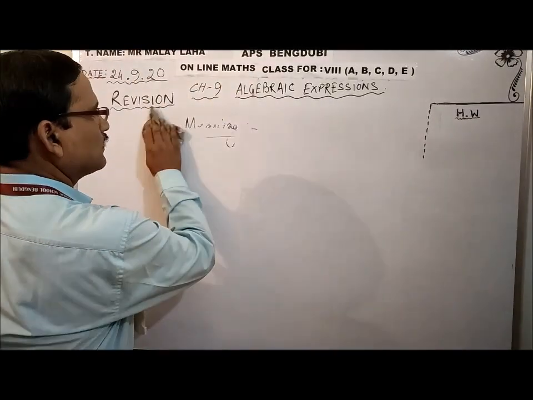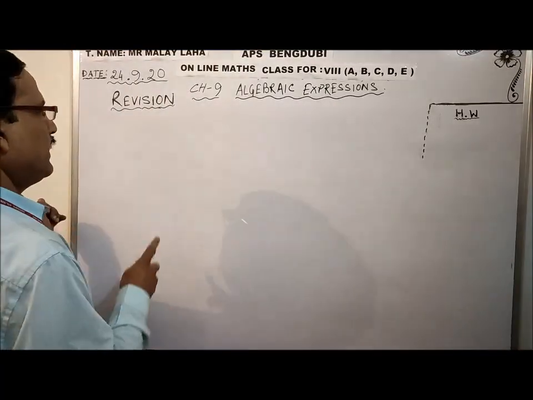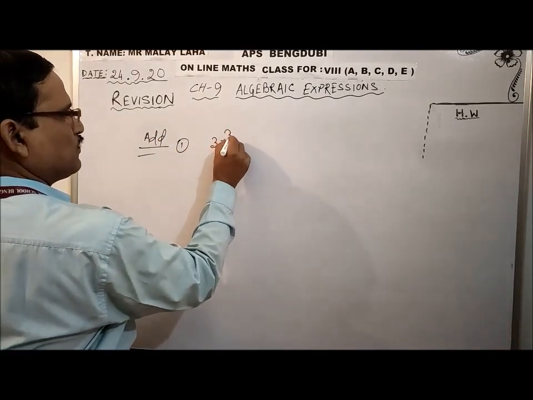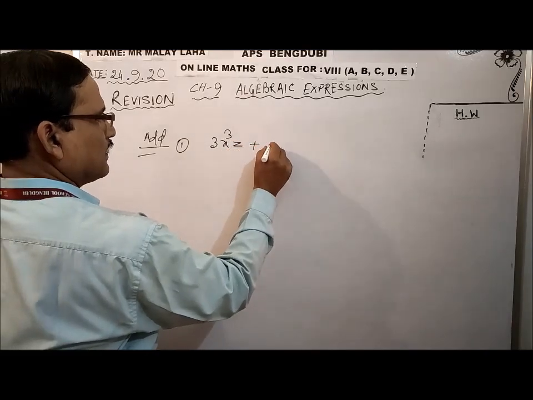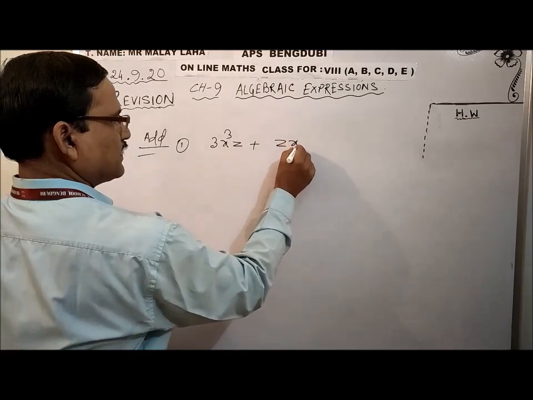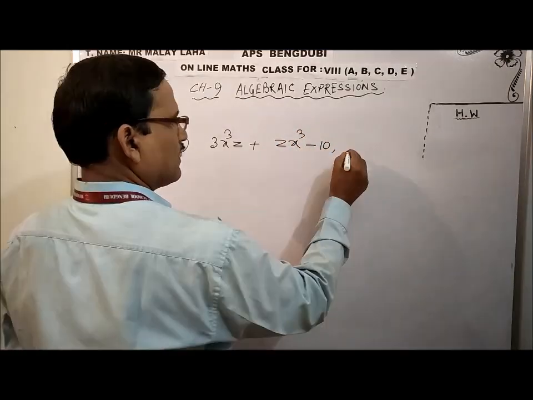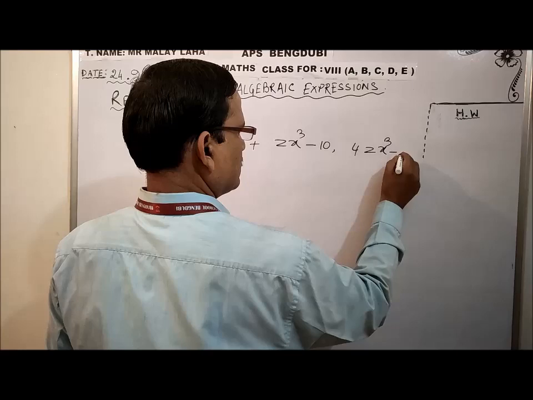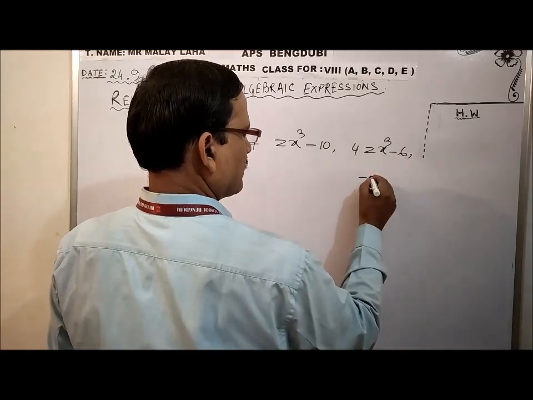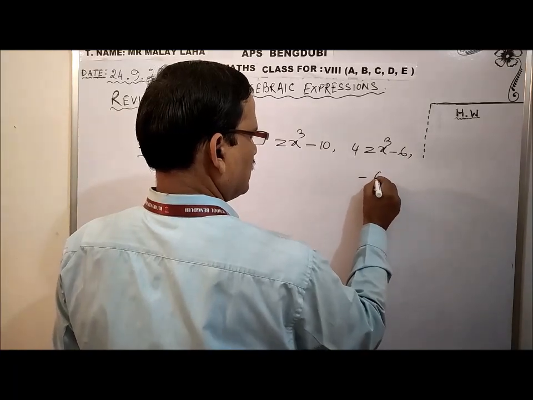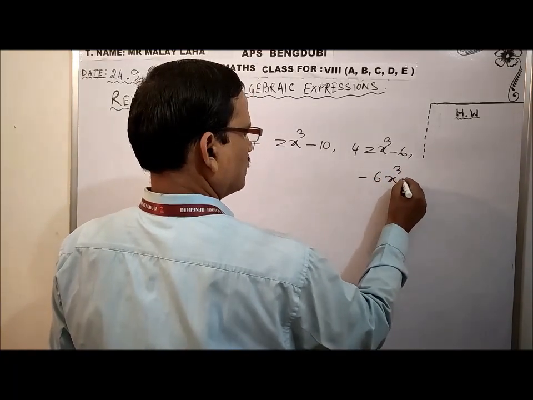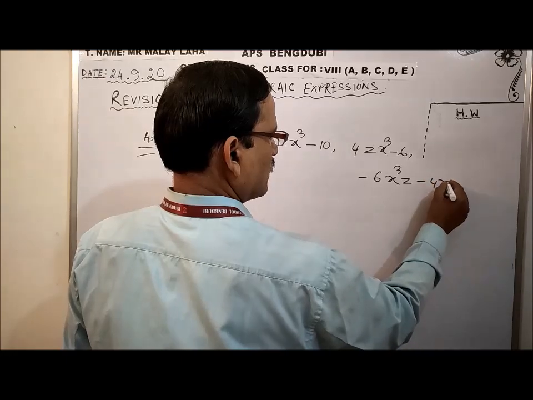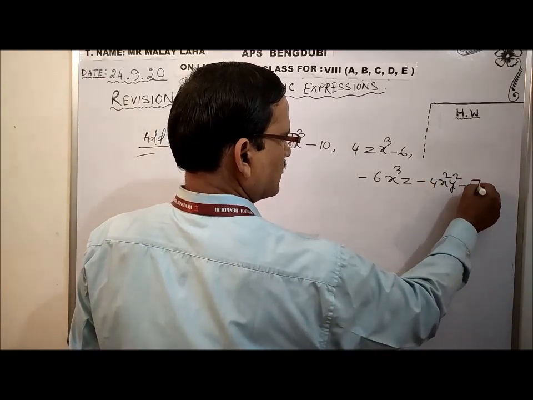Addition. Add 3x cube z plus zx cube minus 10, comma, 4zx cube minus 6, comma, minus 6x cube z plus 4x square y square minus 7.